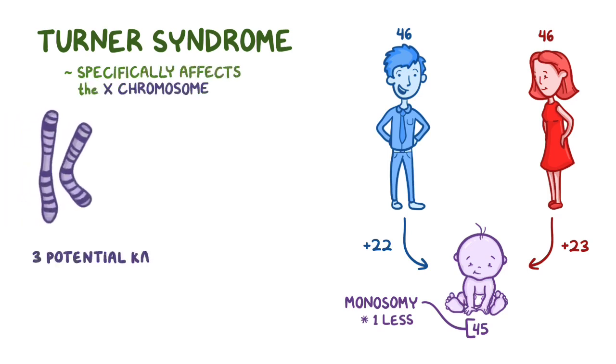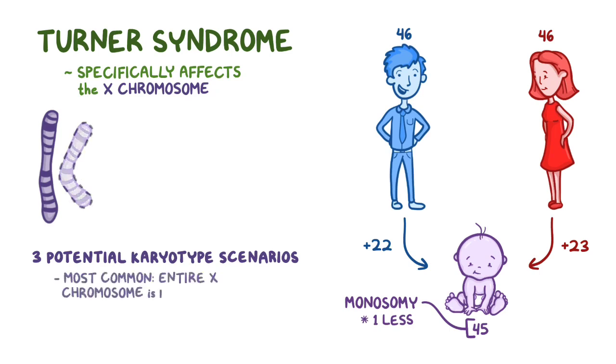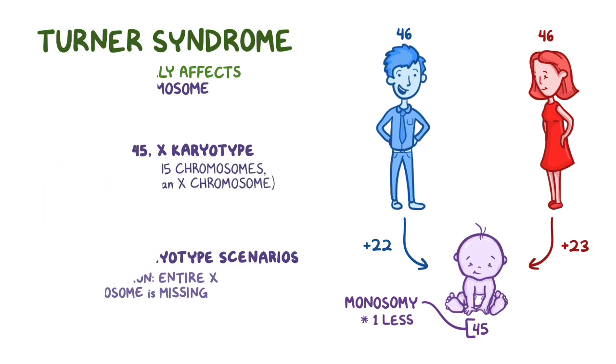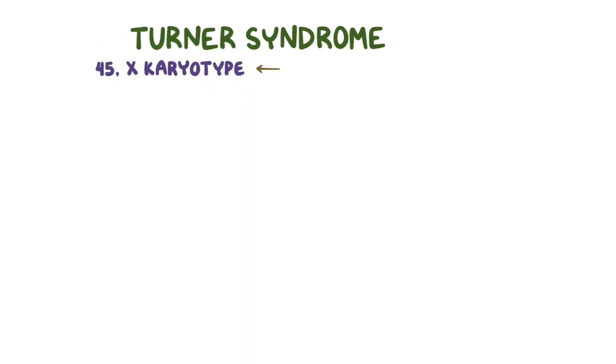There are 3 potential karyotype scenarios associated with Turner syndrome. Most commonly, an entire X chromosome is missing, giving a 45X karyotype. In other words, the person only has 45 chromosomes, missing one of the X chromosomes. This can happen as a result of non-disjunction of sex chromosomes during meiosis, and it happens more frequently in sperm cells, but egg cells can also be affected.